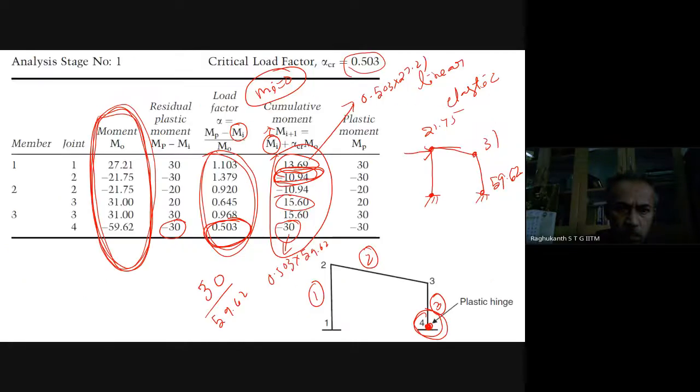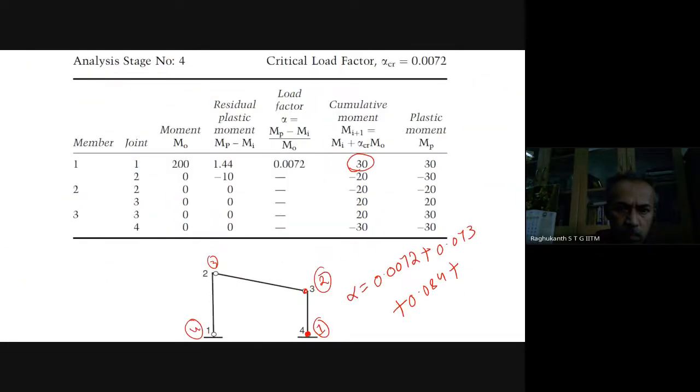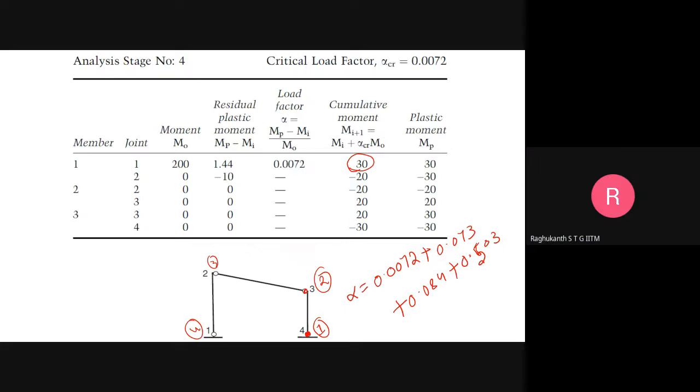Okay, that is 0.503. That was the thing. So this is our load factors actually. So you add all those things, you will get the load factors at which things will get plastified. Of course, here the load factor will be 0.5 or maybe 0.6 or 0.7, because I think that 40 kilonewton has already reached a stage where plastification starts here. So this you followed, you have to find out the load factor. So this is how you can do the analysis step by step.